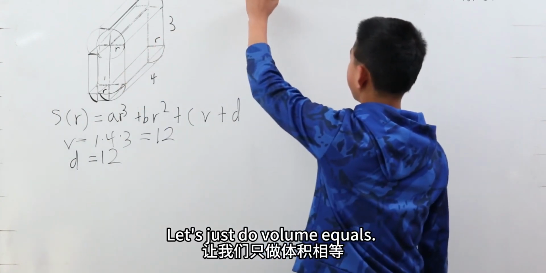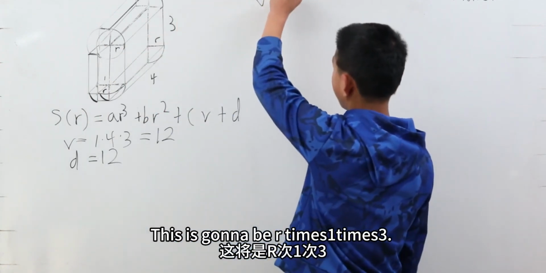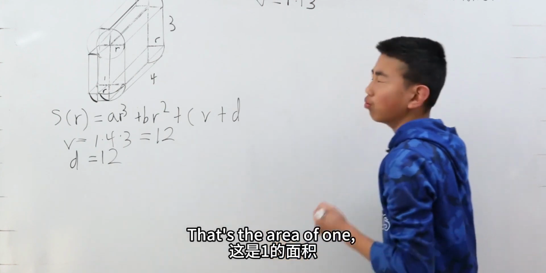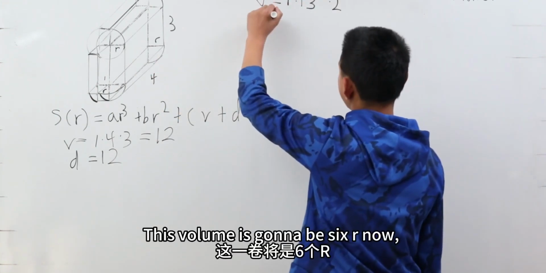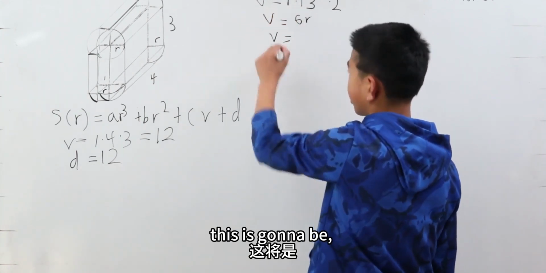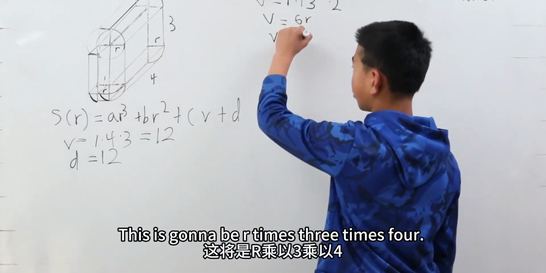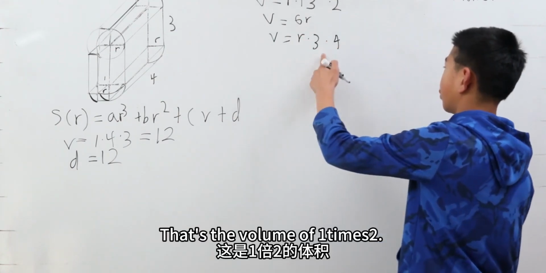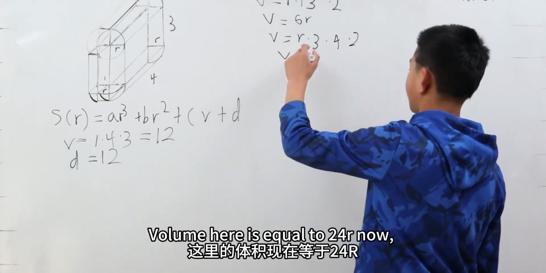So let's take this one here. The volume is going to be R times 1 times 3. That's the volume of one, but multiply by 2 because there's another one at the back. So this volume is going to be 6R. Now for the second volume, let's consider this one here. This is going to be R times 3 times 4, that's the volume of 1, times 2. The volume here is equal to 24R.